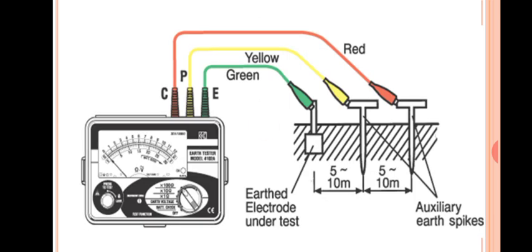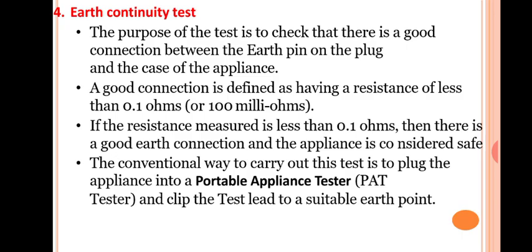Like this you can also plot. This is the earth electrode under test. This is yellow, this is red. A 10 meter auxiliary spike electrode. Next one, earth continuity test.